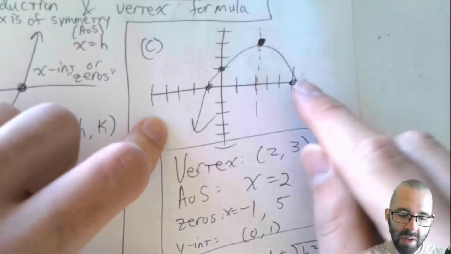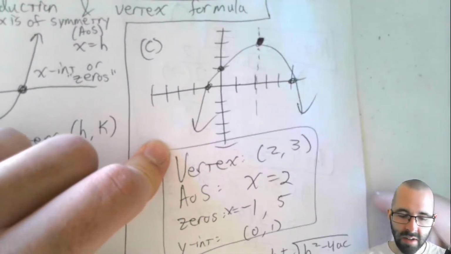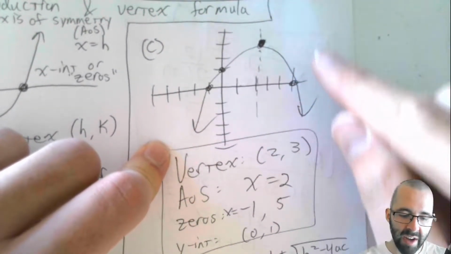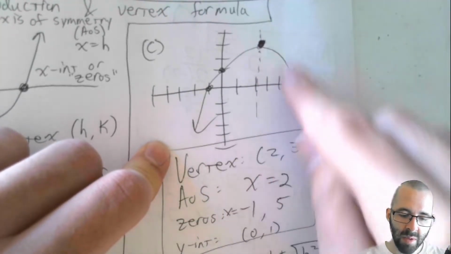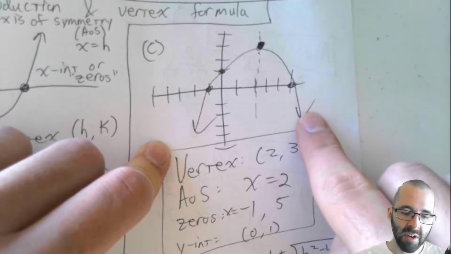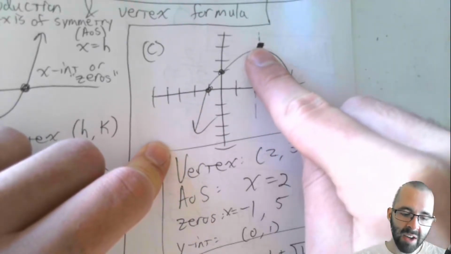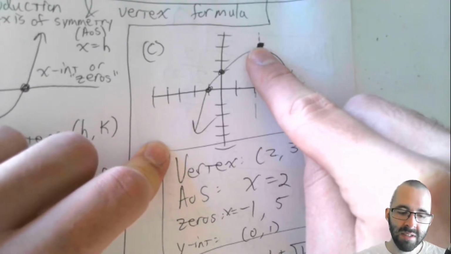And the domain is all real numbers, right? Every x value is covered here. What's the range? The range is all the y values. The smallest we can get, well, we can go off as low as we want, negative infinity. The biggest we can get is that y value right here at the vertex.